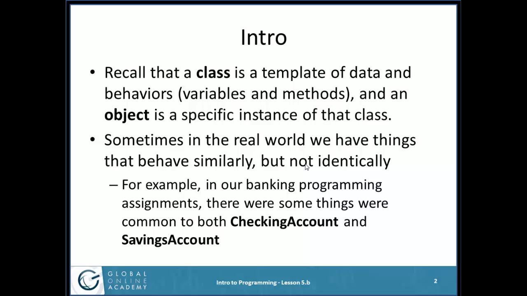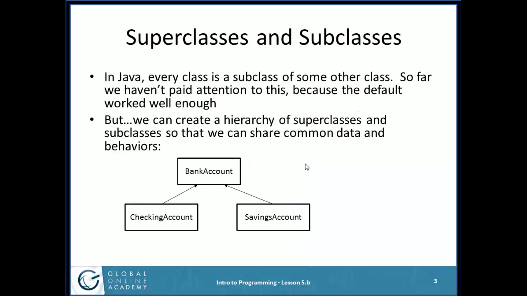But sometimes in the real world we have things that behave similarly but not identically. For example, if you remember when we were doing our banking programming assignments, there were some things that were common to both checking account and savings account. Maybe we can take care of that a little bit more smartly in Java. So we're going to have superclasses and subclasses. In Java, every class is a subclass of some other class. So far, we haven't paid attention to this because the default of what they were subclasses of worked well enough for us. But we could create a hierarchy of superclasses and subclasses so that we can share common data and behaviors.